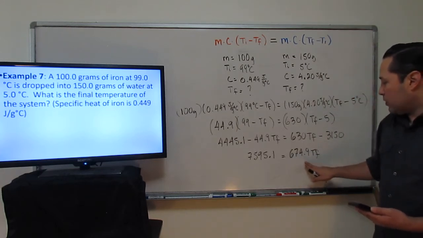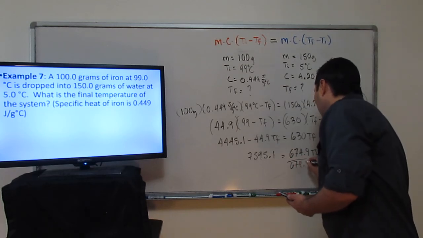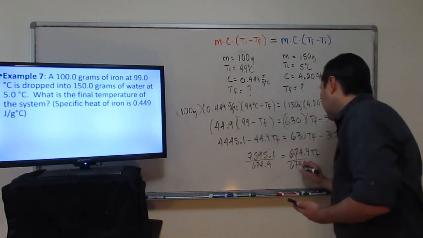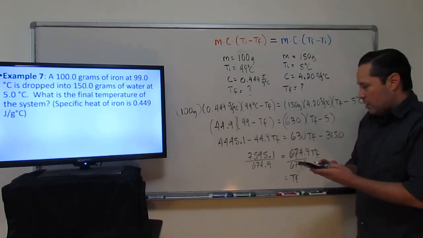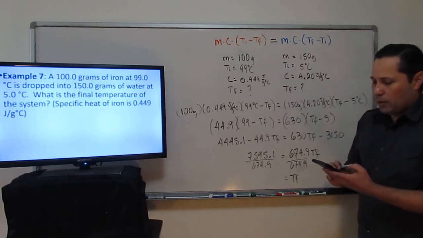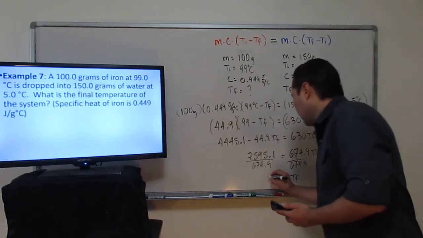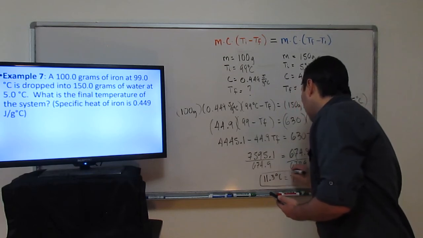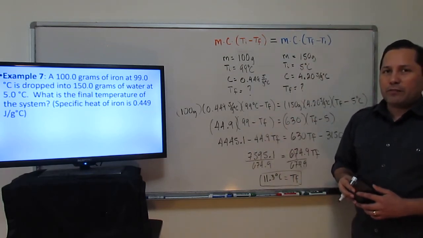So I'm going to divide both sides by 674.9. And that will cancel out, giving me the TF, the final answer, so that'll be 7595.1 divided by 674.9. Our final answer is just 11.3 after a little bit of rounding off, degrees Celsius. That is the final temperature for the system. And that is example 7.